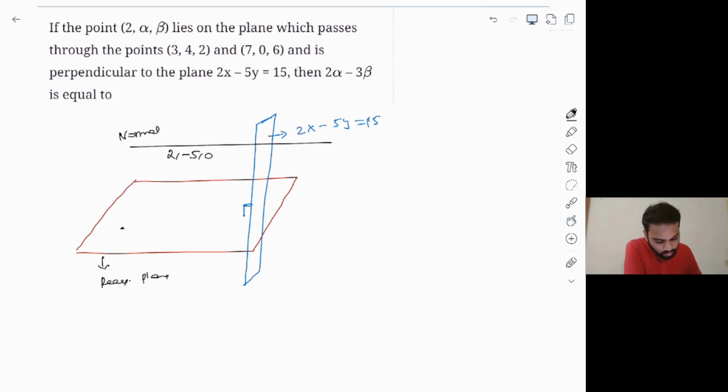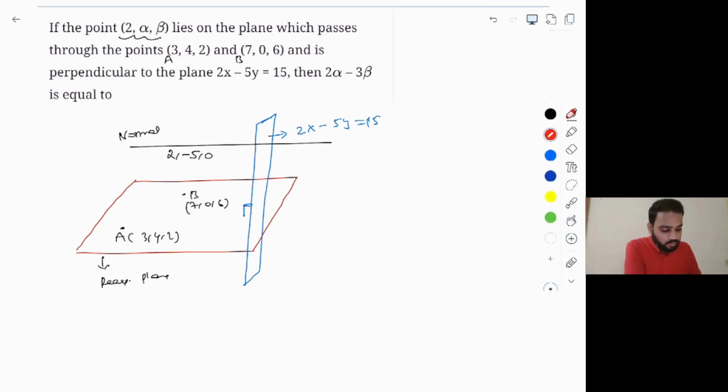And in that plane, we actually have 2 points. Let's take this as point A and point B. Point A is 3, comma, 4, comma, 2, and this is your point B, which is 7, comma, 0, comma, 6. Okay, now this is a given scenario. We have to find the value of 2 alpha minus 3 beta if the point (2, alpha, beta) lies on this plane, which means first of all you have to calculate this plane equation, right?